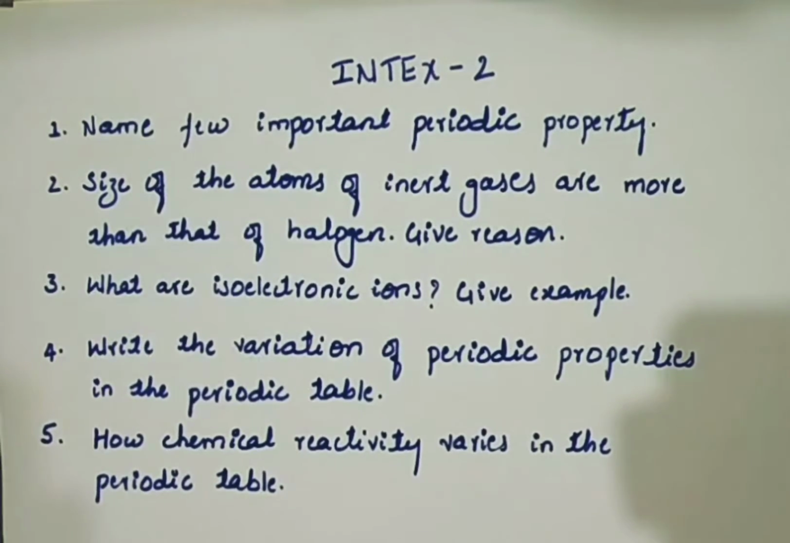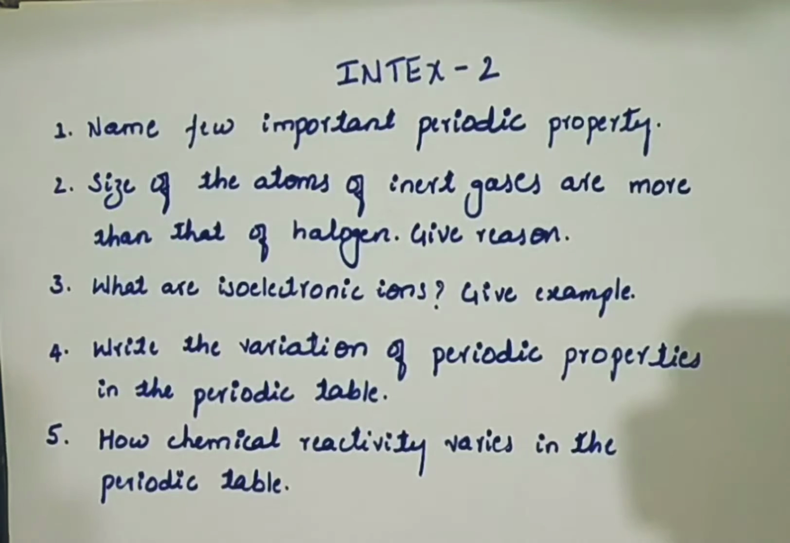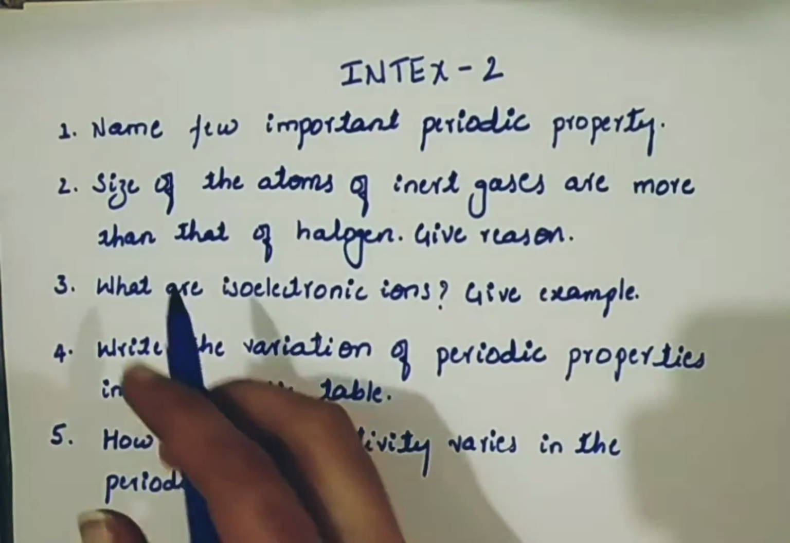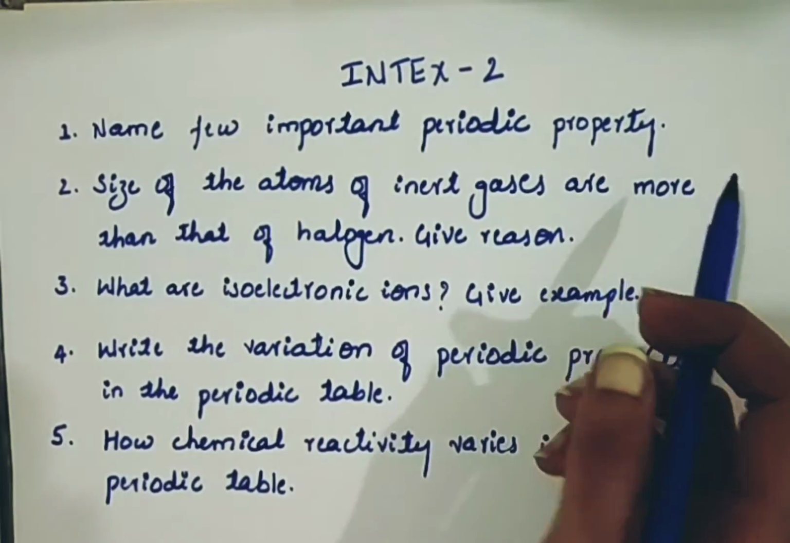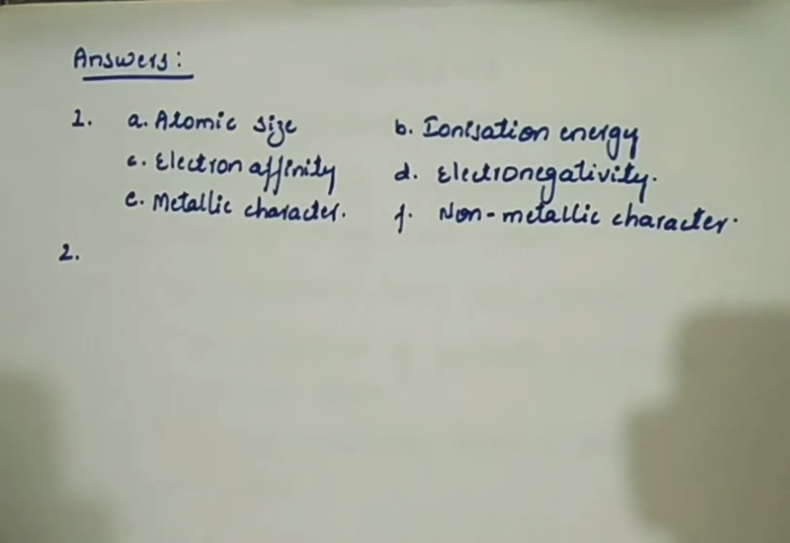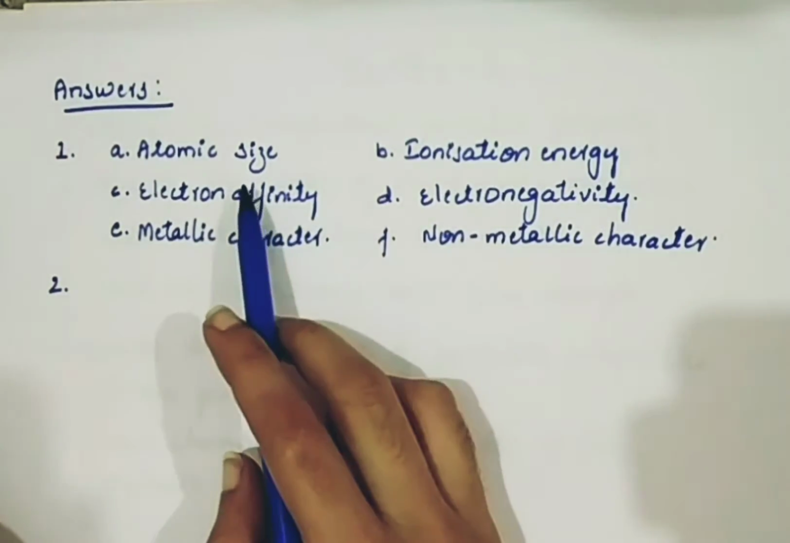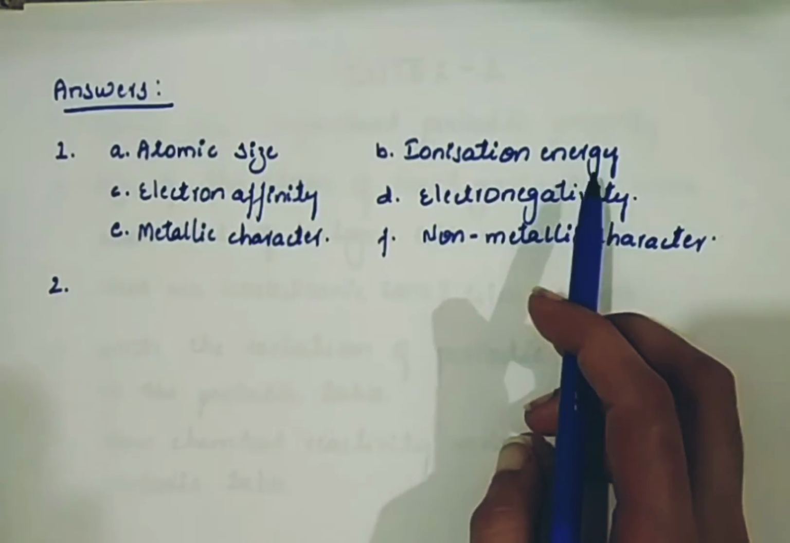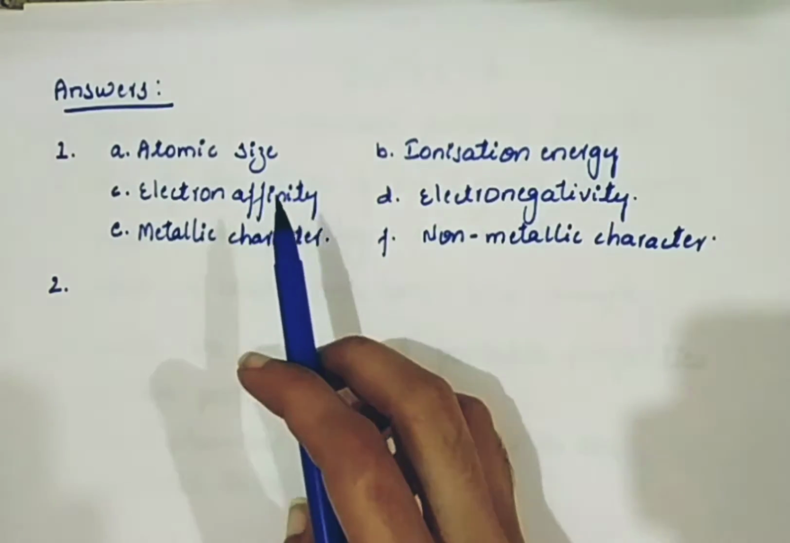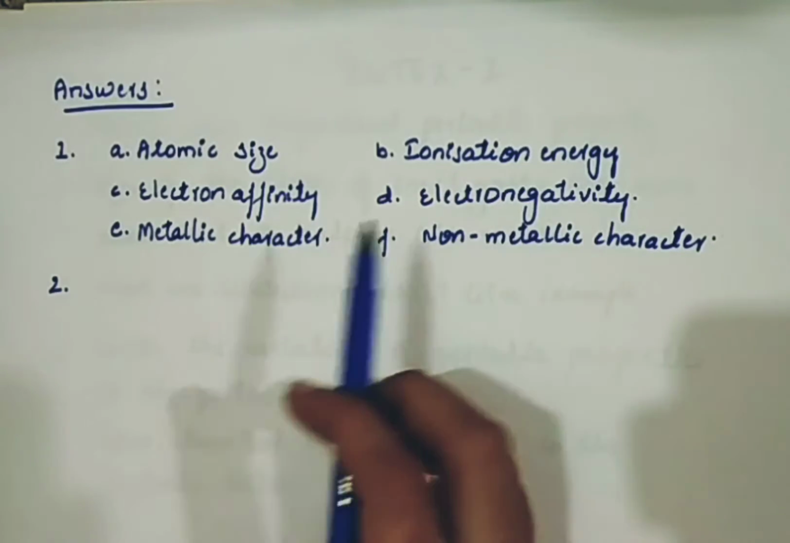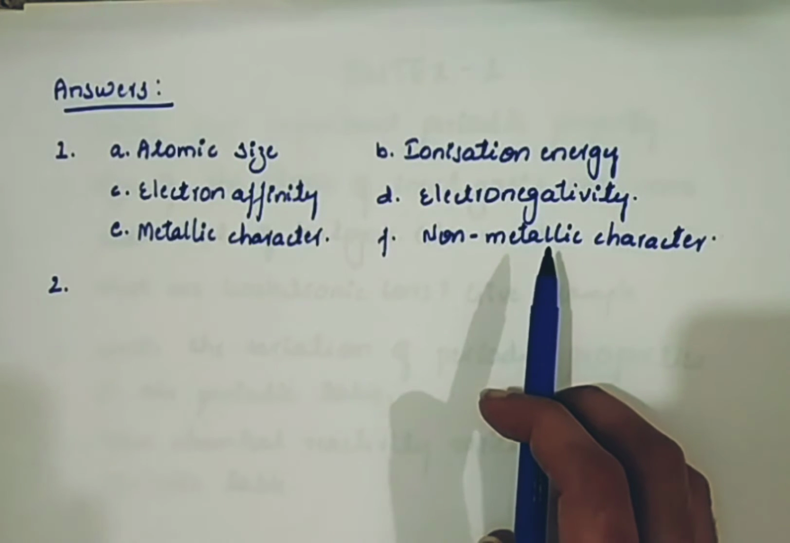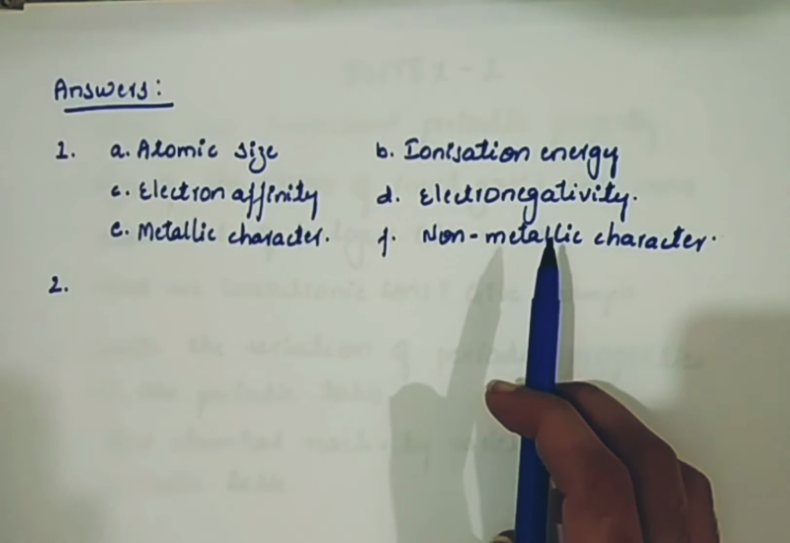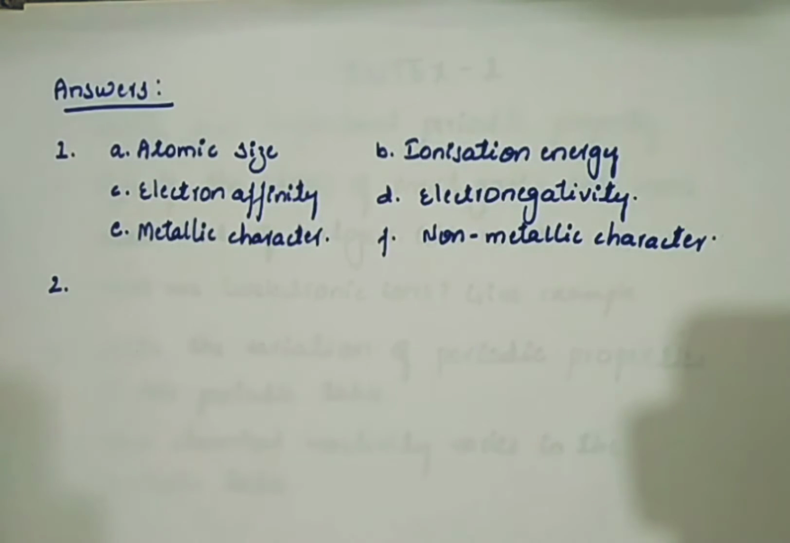Here we will solve Exercise 2, again a set of 5 questions. The first one is: name a few important periodic properties. The answer is atomic size, ionization energy, electron affinity, electronegativity, metallic character and non-metallic character. These are considered very important periodic properties.